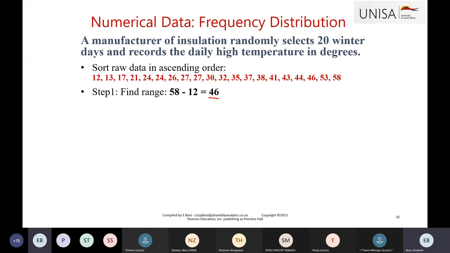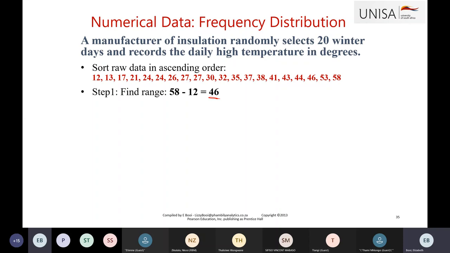So it gives me an idea. How many classes do I want to create, because I have 46 values? Also, when you create a frequency distribution, you don't want to have so many class intervals, because then you're going to create a very big frequency distribution with no meaningful information in there.